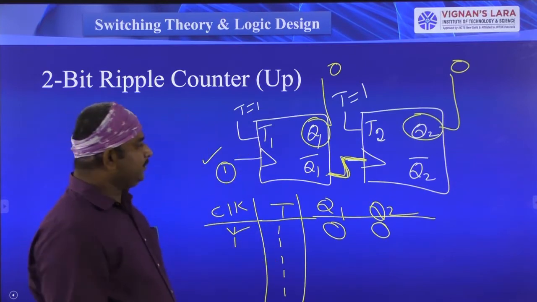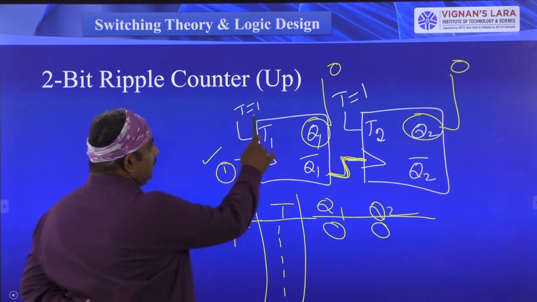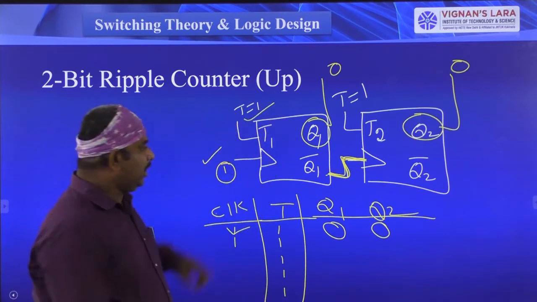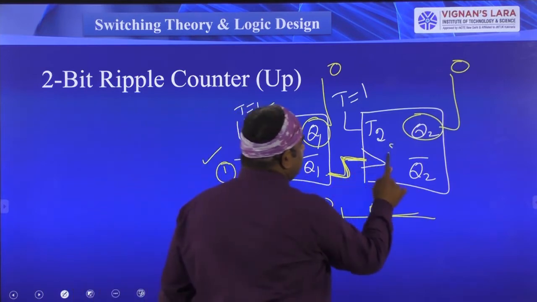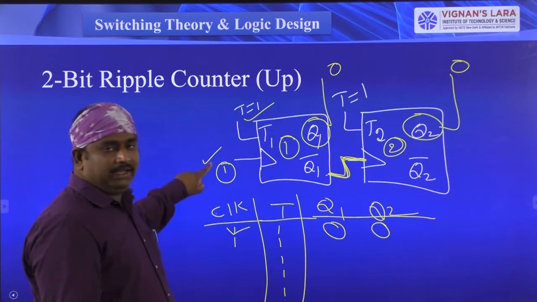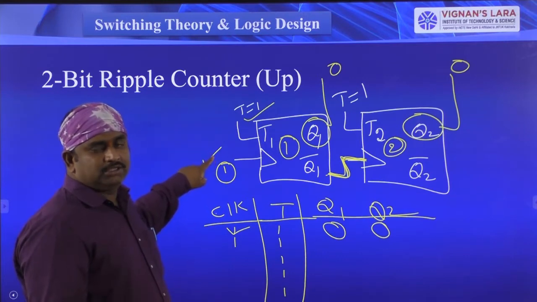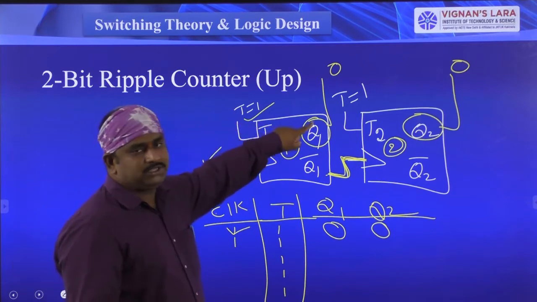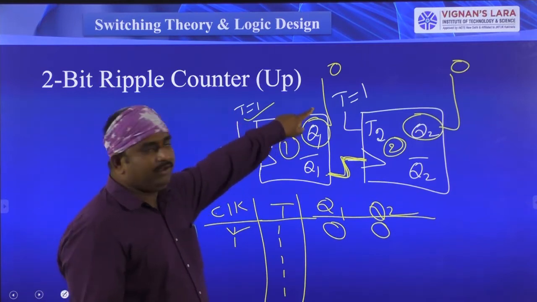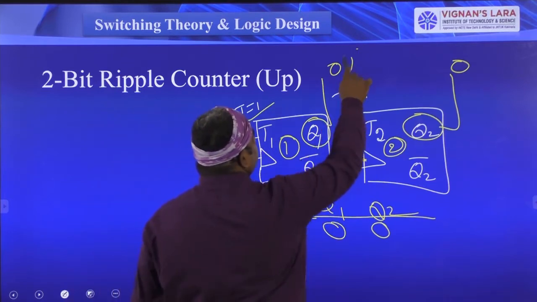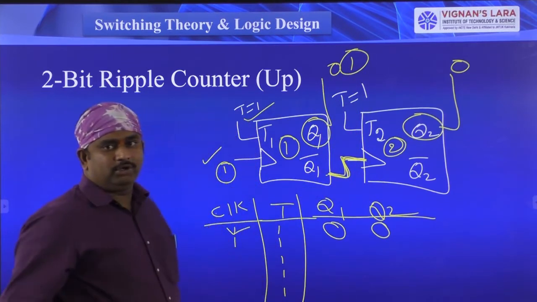what is the output? So see here, T is equal to 1 and I have given the clock pulse. For the first flip-flop, I have given T is equal to 1. And here we have the clock signal. So whenever the clock signal is observed, if the T input is equal to 1, the previous output is complemented. The previous output is equal to 0. Now the output is equal to 1. Right? So the output is equal to 1.